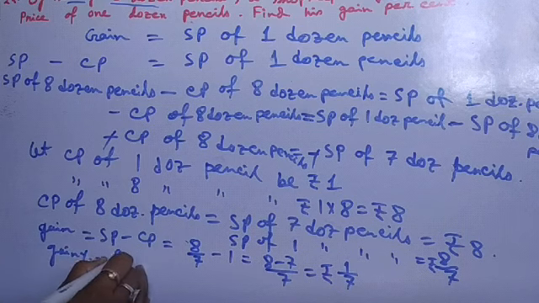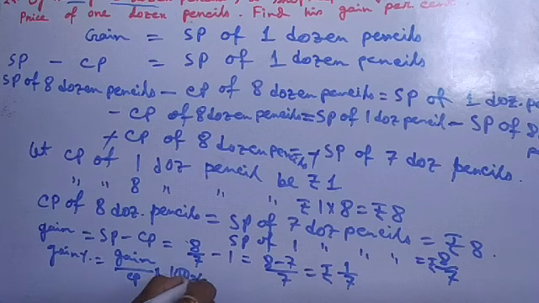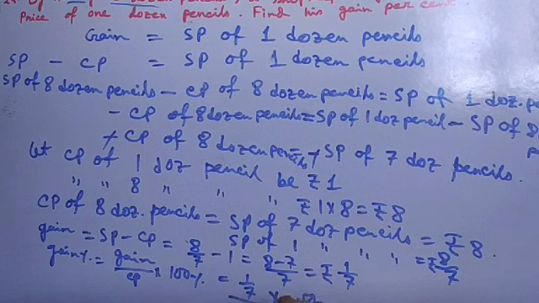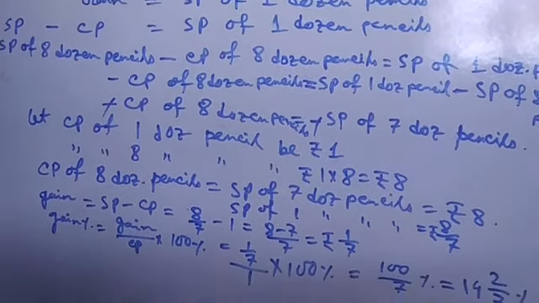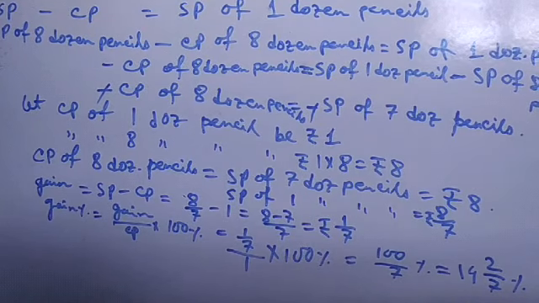Now we have to find gain percent. Gain percent equals, by the formula, gain by CP into 100%. That means gain is 1 by 7, CP is 1, into 100%. That means 100 by 7%. That means 7 ones are 7, 3 30, 7 fours are 28, 2 by 7, 14 whole of 2 by 7. This is the gain percent.